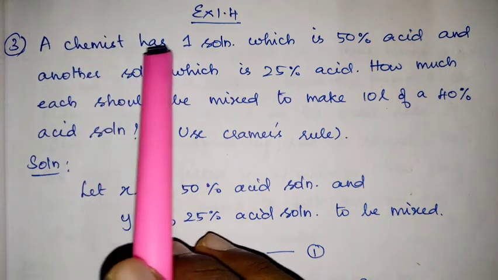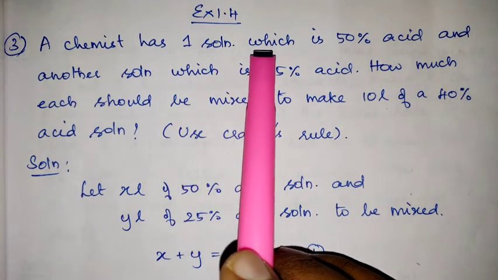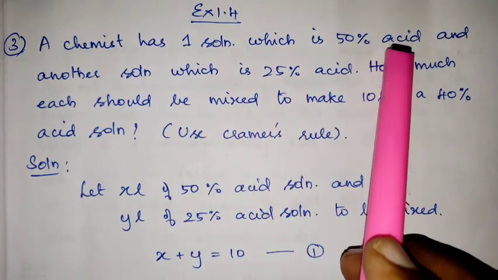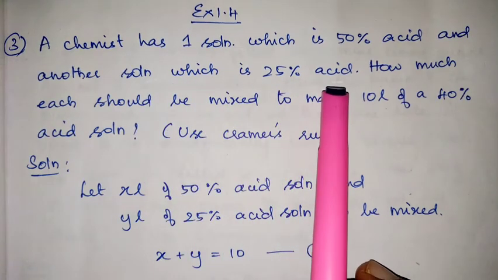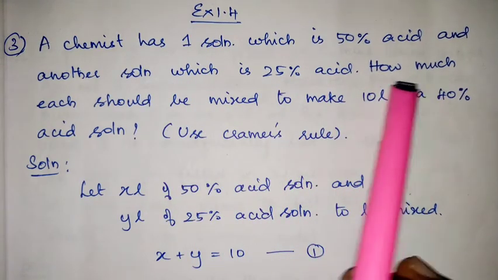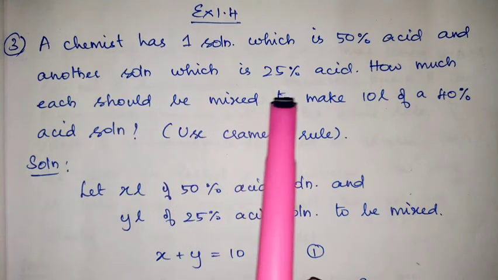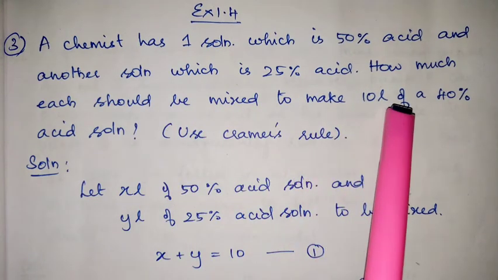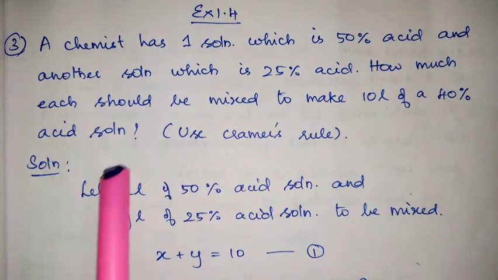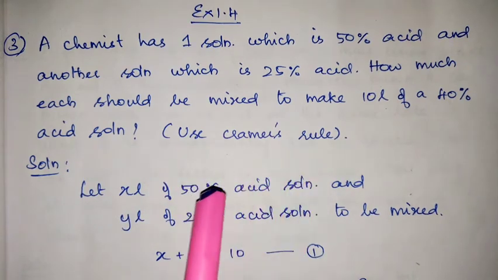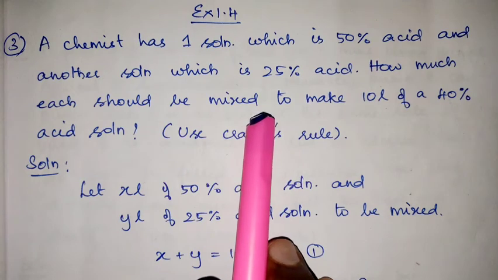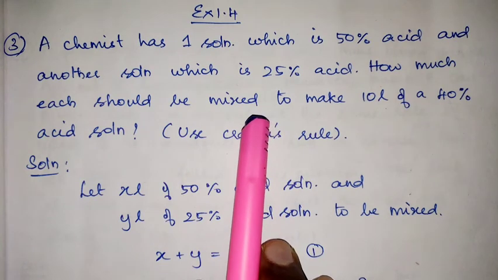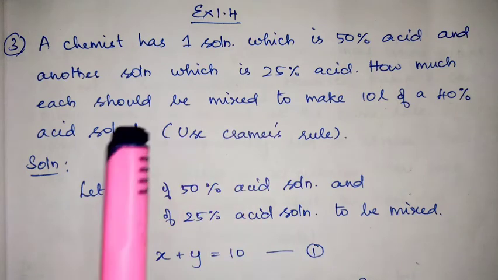A chemist has one solution which is 50% acid and another solution which is 25% acid. How much of each should be mixed to make 10 liters of a 40% acid solution? Using Cramer's rule we have to solve this problem. So from this problem we have got two pieces of information, and using them we have to write two equations.